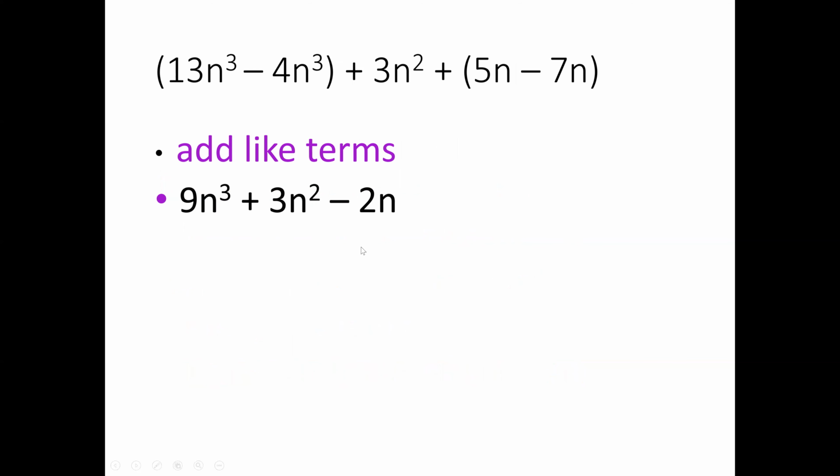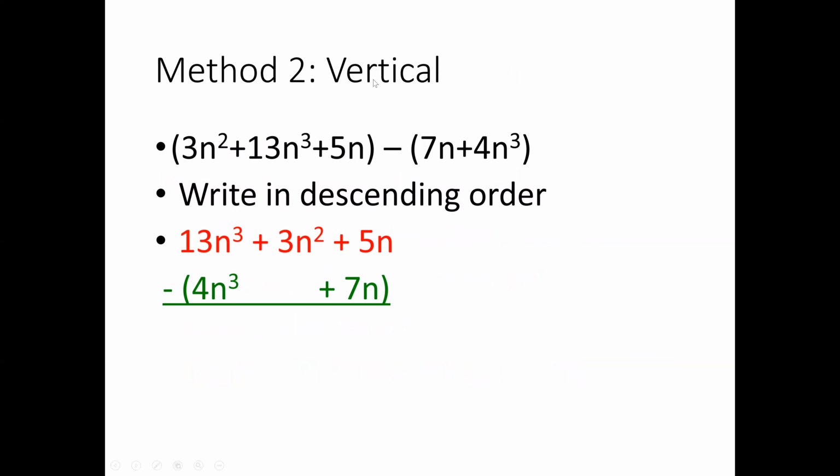Again, the whole concept in addition and subtraction of polynomials is to combine the like terms. So for the vertical method, we arrange it again. I write the first term. We start with the highest exponent, so 3n squared plus 13n cubed plus 5n is the same as writing 13n cubed plus 3n squared plus 5n. Then here I have 7n plus 4n cubed. I'll start with 4n cubed plus 7n. Then remember we have a negative, so we keep the negative. This means the signs of the terms 4n cubed plus 7n will change.